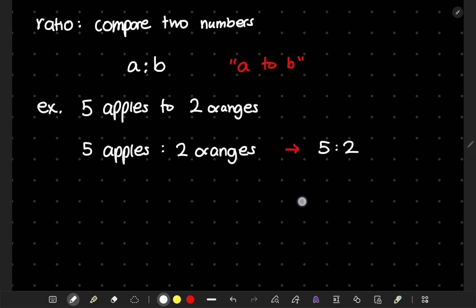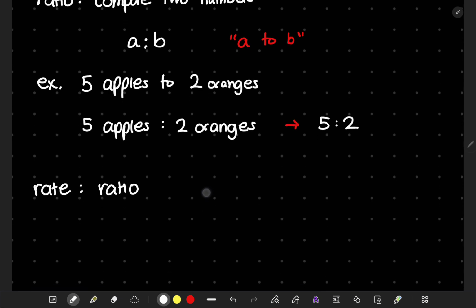Now, to talk more about the miles per hour, we actually call that a rate. So yes, it's still a ratio. The only difference is that with this, a rate has different units. So what's the definition of a rate? It's a ratio with different units.